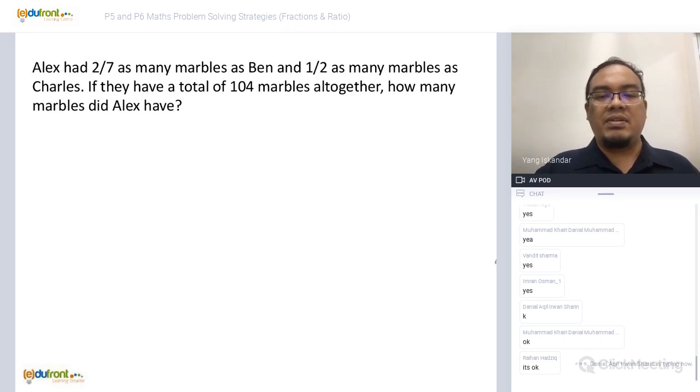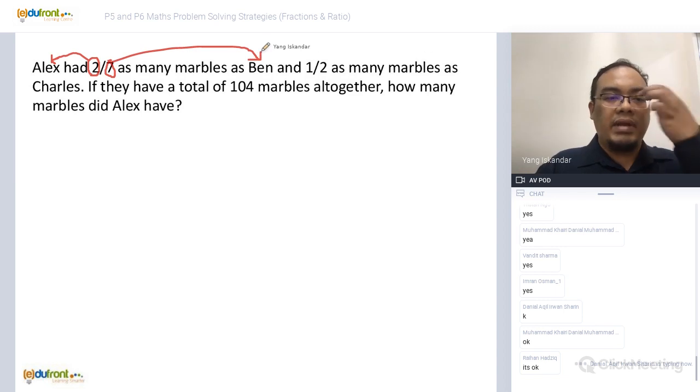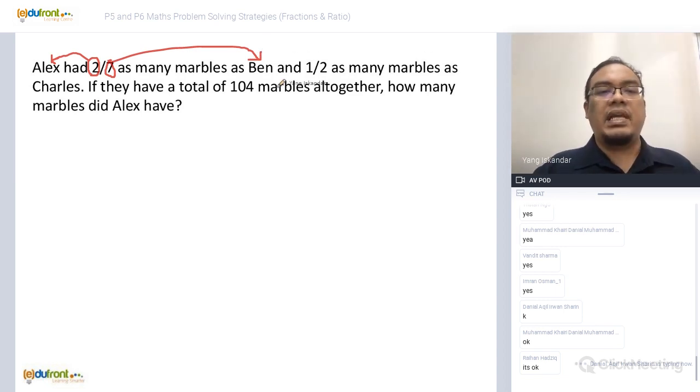Okay, so let's analyze the question. Now here, Alex has 2/7 as many marbles as Ben. Okay, so you know that these 2 units represent Alex, and this 7 unit is Ben, correct? And you can see from here itself that Ben has more marbles than Alex, right? Because Alex only has 2 units, but Ben has 7 units. Now, this is the first ratio given to you.